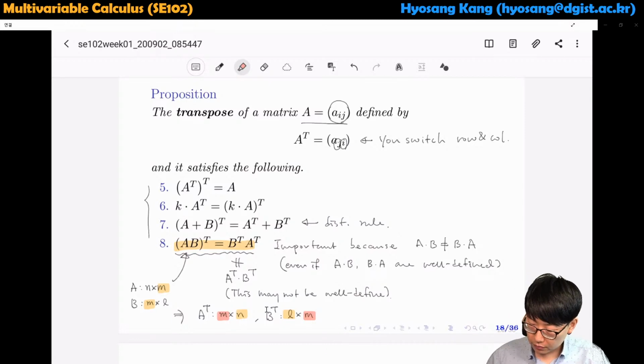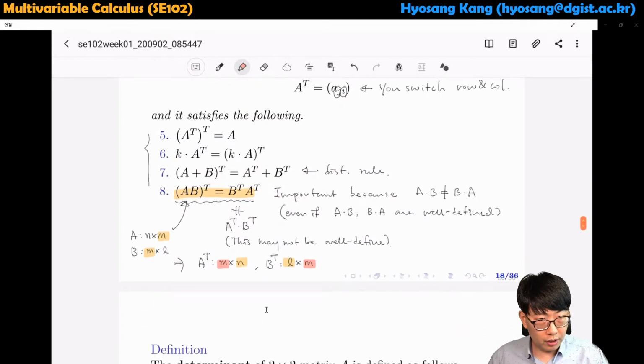Okay, so that's one thing that you must memorize. However, even if n and l are equal, you may not get the same matrix by taking A transpose times B transpose compared with (AB) transpose. So you always have to memorize this transpose rule.